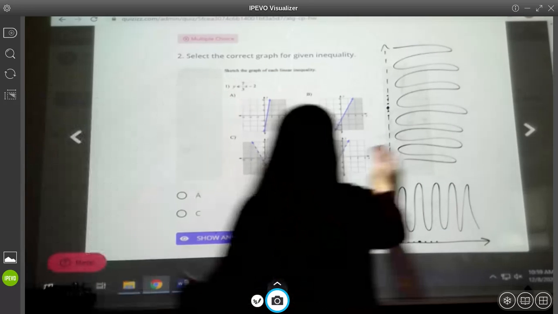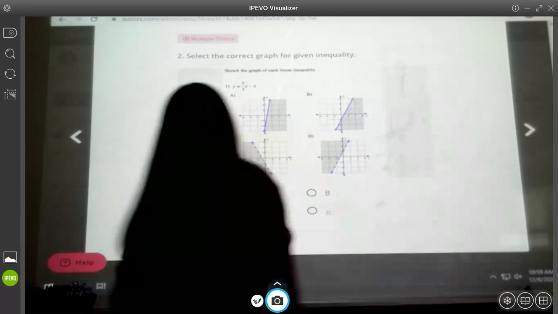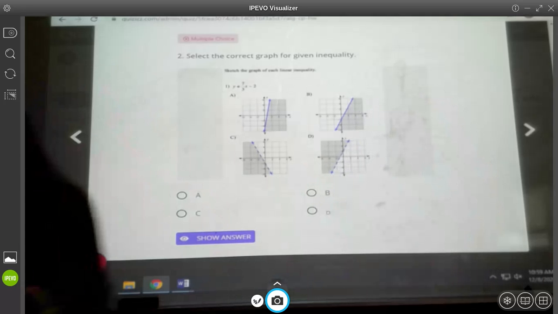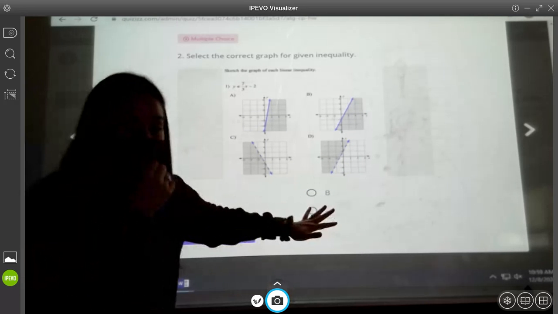All right, guys, let me just show you. I know it's probably gonna be a little bit harder for you guys to see because I can't make it any bigger than this, but this is what a homework problem is gonna look like. So they give you an inequality, but it's multiple choice. So all you have to do is pick the correct graph.